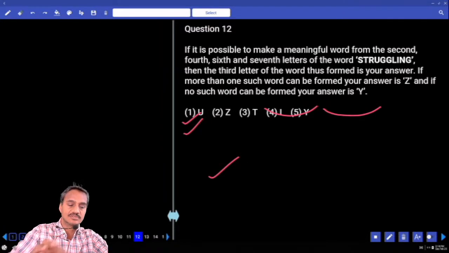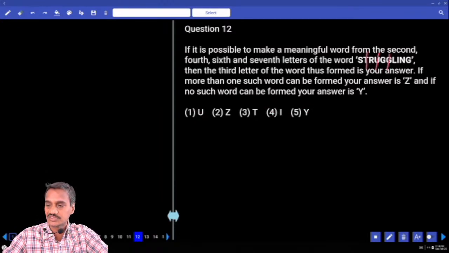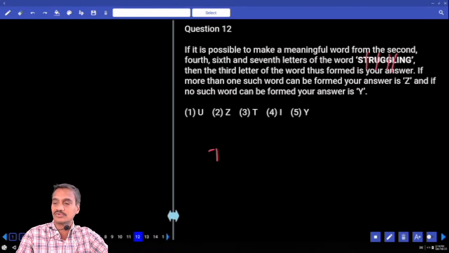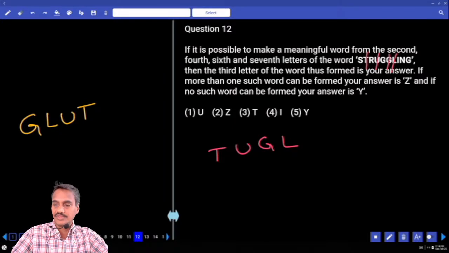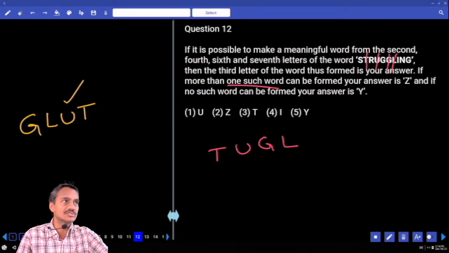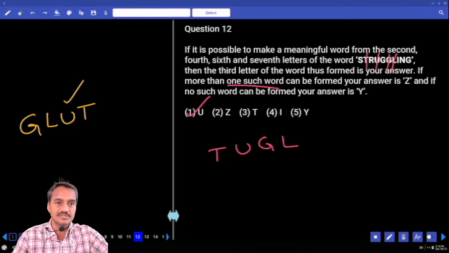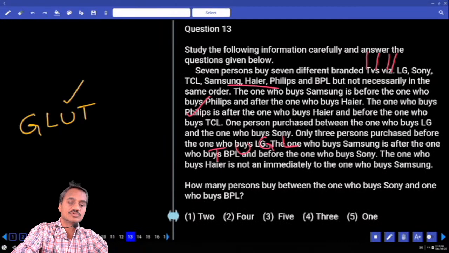Then coming to the 12th one. Now in this 12, it is possible to make a meaningful word with the second, 4th, 6th and 7th letters. Then what are the letters we have? T, U, G, L, and the word that can be formed is G, L, U, T: glut. If there is more than one such word, or only one word, the third letter from the left-hand side is your answer, that is U. Choice one. What do we mean by this word glut? Glut means excessive eating. So the 12th one is choice one.